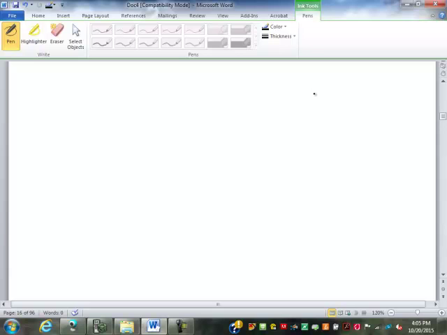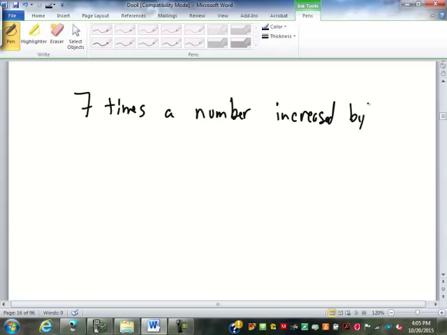Let me do a little bit easier one for you. Seven times a number increased by 8 is 50. Find the number.